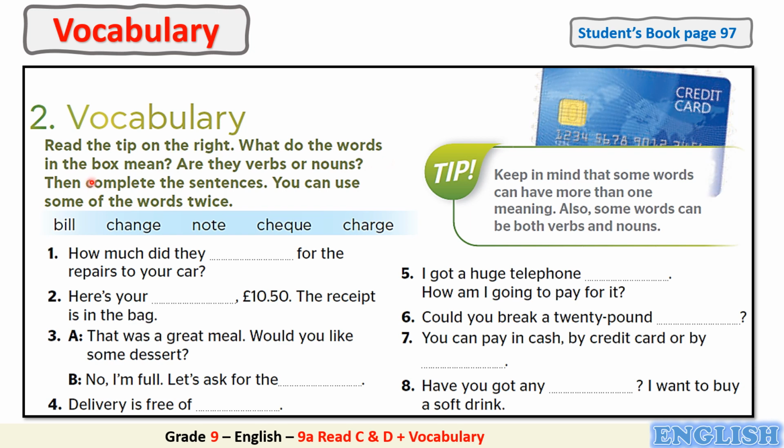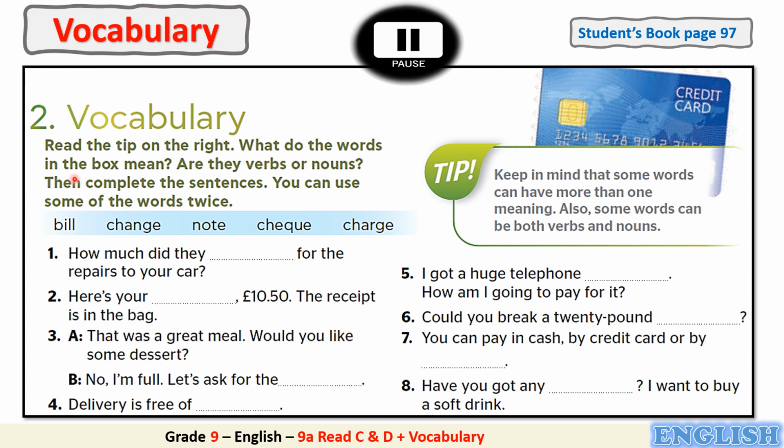What do the words in the box mean? These words. Are they verbs or nouns? Then complete the sentences. Here we have 8 sentences. You can use some of the words twice. Let's read the tip. Keep in mind that some words can have more than one meaning. Also, some words can be both verbs and nouns. Now, pause the video, then answer these 2 questions.